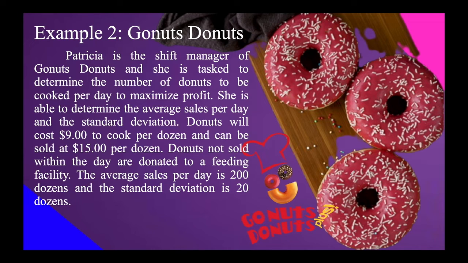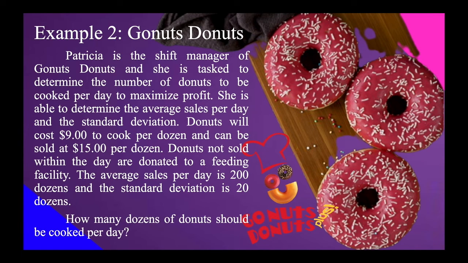Anyway, so the average sales per day is 200 dozens and the standard deviation is 20 dozens. The question is, same sa kanina, how many dozens of donuts should be cooked per day? Now, sir, halos pareho naman. Inulit lang natin yung problem. Yes, yung problem halos pareho. Pero mamaya, you'll see the difference during the solution. Somehow, there is a difference.